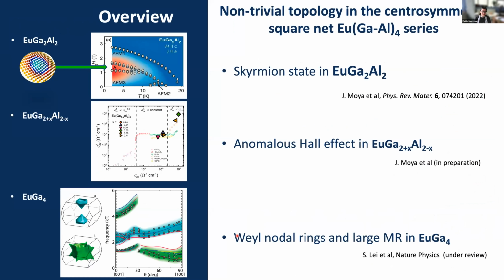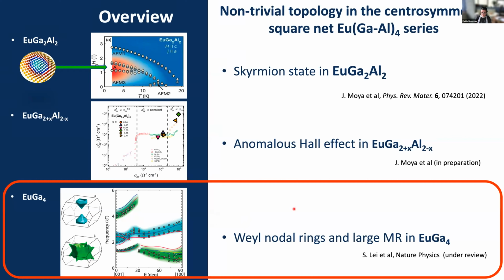This is a summary of what I advertised happening in EuGa2Al2. This is a story that maybe some of you recall I told last year at one of these workshops. I'm not going to dwell on what happens in terms of the anomalous Hall effect across the series, although this is a summary of some very recent work which we are about to submit. For today, the focus is really going to be on EuGa4 and the appearance of Weyl nodal rings and large magnetoresistance, as illustrated in this phase diagram.